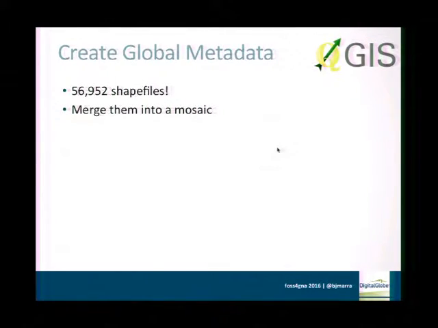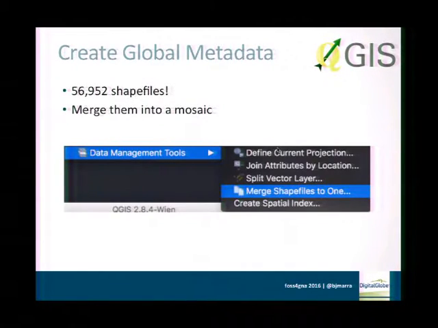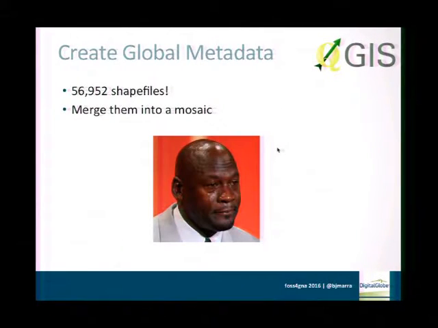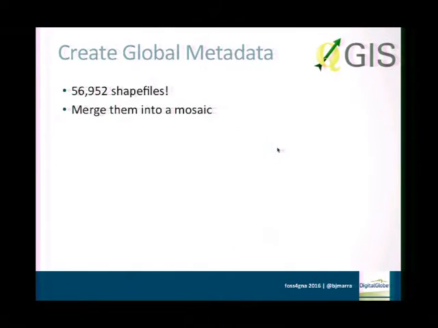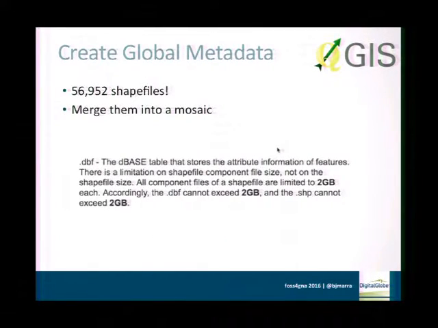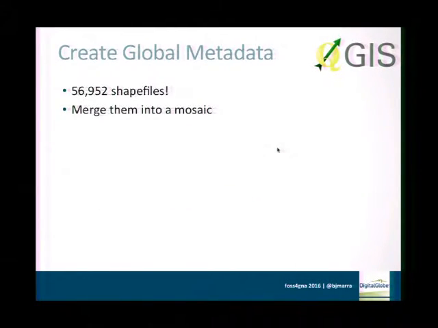So, QGIS. Now we've got all the shapes in one directory. We want to get them into a mosaic. Simple: vector menu, data management tools, merge shapefiles to one. Let's let it crunch, get a beer, coffee, whatever you need. Uh-oh, that's not going to work. It's not because of QGIS. Shapefile DBFs, we have a 2 gigabyte limit. We've got 57,000 shapefiles with 54 attributes in each, 117,000 features. Can't do it. All right, let's go back to the drawing board here.